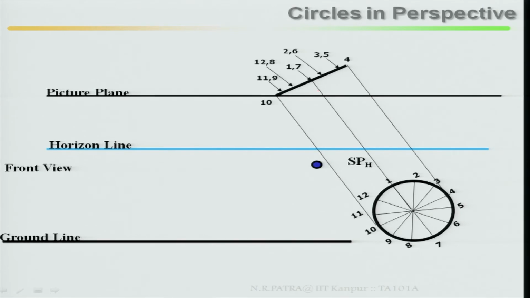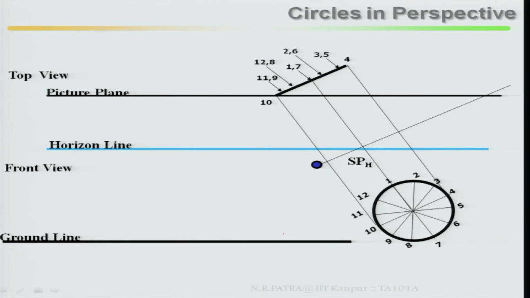Then project it back, mark the points. If this is the front view of your circle and this is your top view, on the top view mark the points 1, 2, 3, 4, 5, 6, 7, 8, 9, 12. Then locate your station point. Now remember, in this case point 10 is touching your picture plane, that means this part will be on your true length.